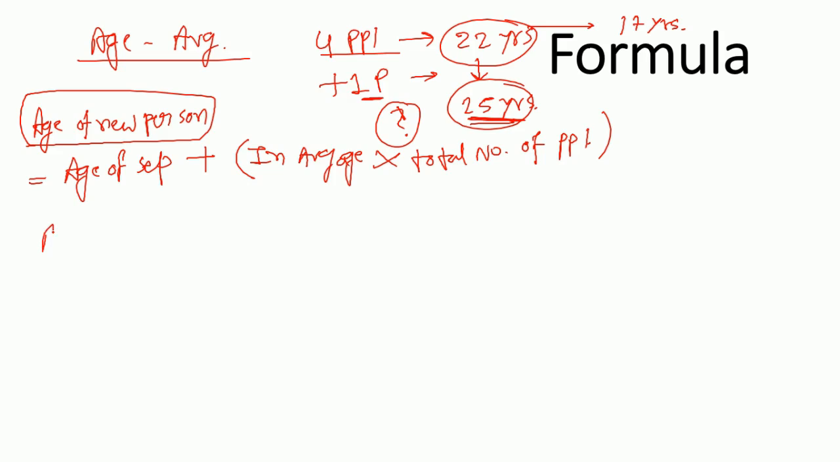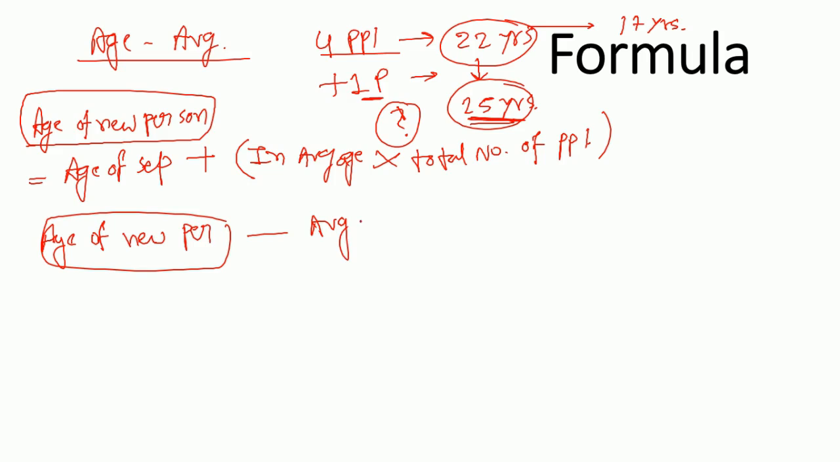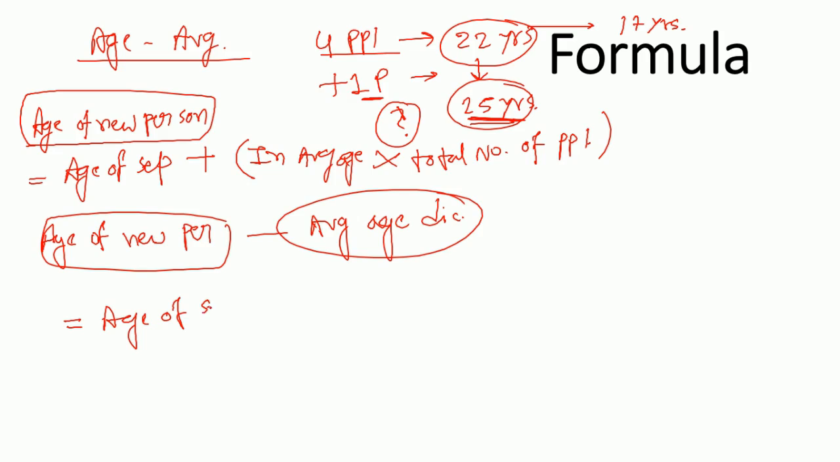So if you need to find out the age of the new person, similarly, but in this case, while the average age is decreased, then how will you find it out? In that case, you'll write it down as the age of the separated person minus the decreased age in average, into the total number of people. That will be the formula. Okay.